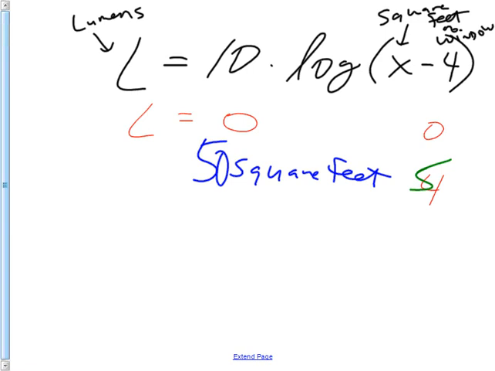The argument cannot be negative, neither can the base. Think of it this way. They both have to be positive. That means they can't be 0. The base and the argument both have to be bigger than 0. 0 is not good and negatives are not good.